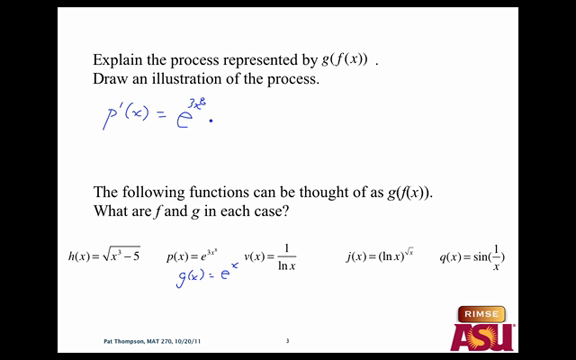Then, by the chain rule, we need the rate of change of the interior function, which will be 24 x to the 7th. This is the rate of change of e to the 3x to the 8th. It's e to the 3x to the 8th times 24 x to the 7th.